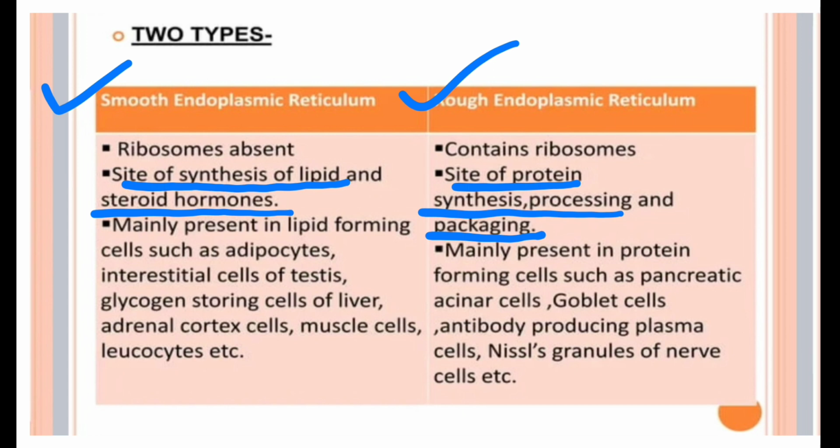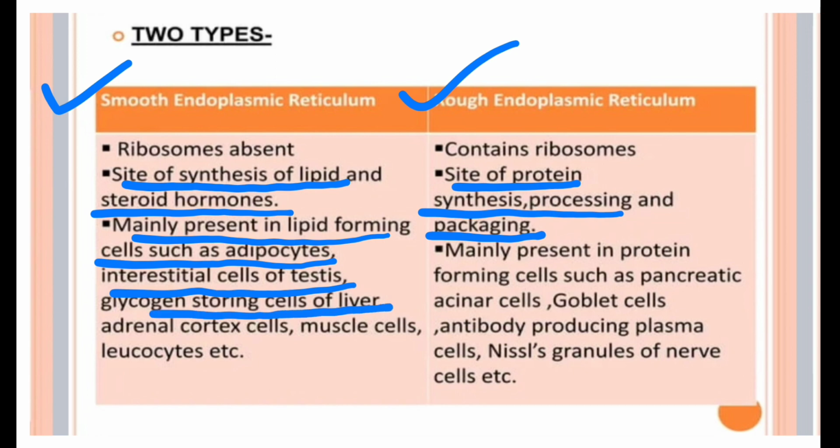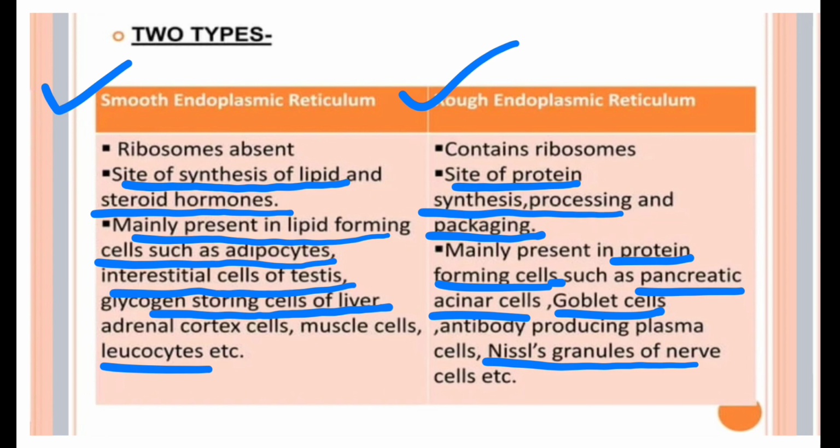Next, the smooth endoplasmic reticulum is mainly present in lipid-forming cells such as adipocytes, interstitial cells of the testes, glycogen-storing cells of the liver and adrenal cortex, muscle cells and leukocytes. Leukocytes means white blood cells. The rough endoplasmic reticulum is present in protein-forming cells, such as pancreatic acinar cells, goblet cells, and Nissl granules of the nerve cells.